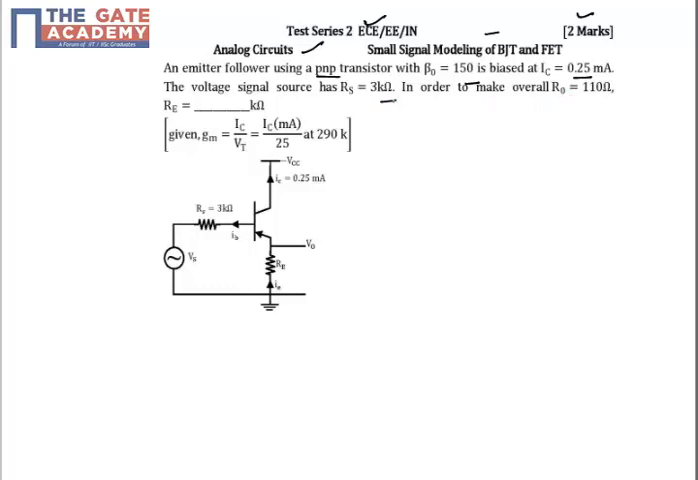Source resistor is given as 3 kilo ohm. And the question says to find out the value of Re such that my overall output resistance should be 110 ohm. We need to find the value of Re which ensures that my output resistance is 110 ohm.